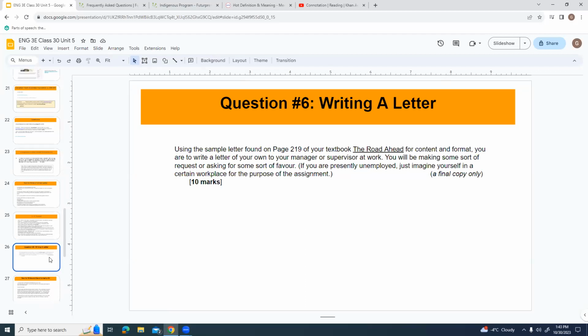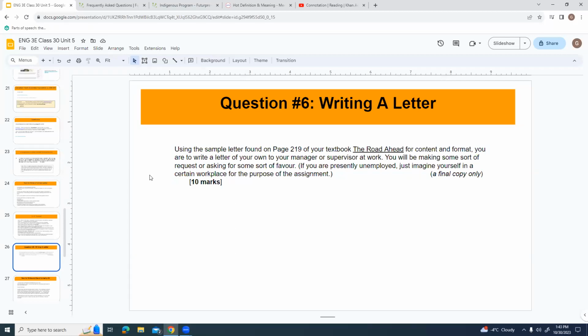So we talked about that because question number 6 is writing a letter. Using the sample letter on page 219 of your textbook, The Road Ahead, for content and format, you are to write a letter of your own to your manager or your supervisor at work. You will be making some sort of request or asking for some sort of favor. If you are presently unemployed, just imagine yourself in a certain workplace for the purpose of the assignment.